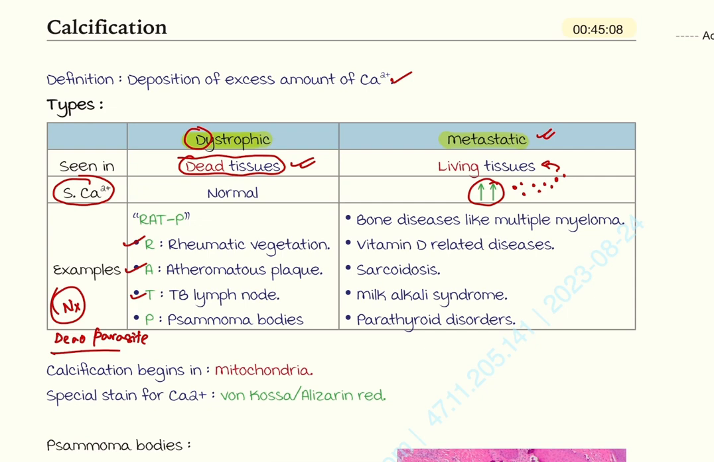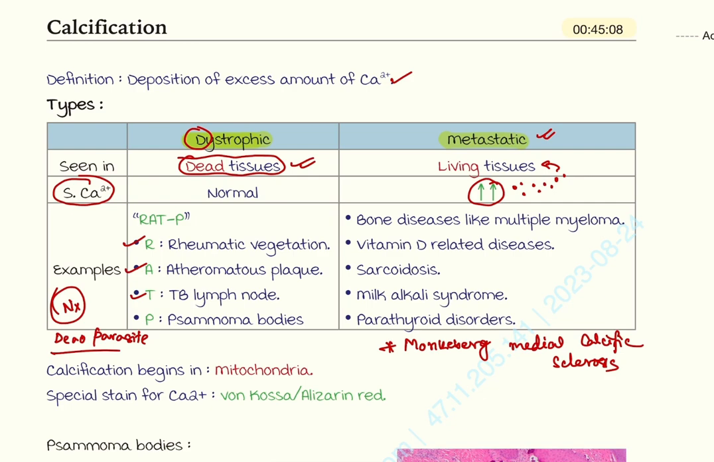Okay, two other conditions, one is what is known as Monckeberg medial calcific sclerosis. Okay, where you will also see the calcification in the tunica media of the blood vessels. Okay, that is different from your fibrinoid necrosis.